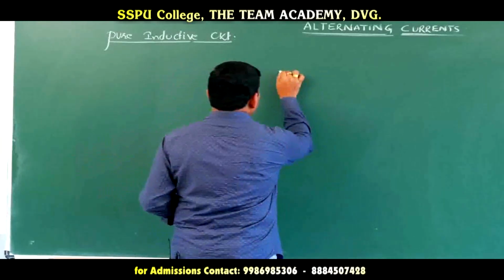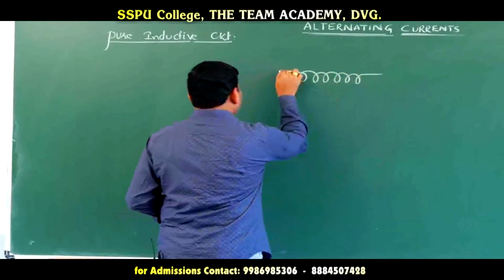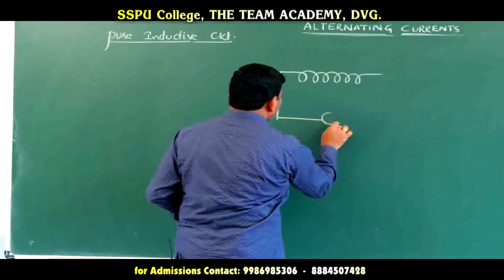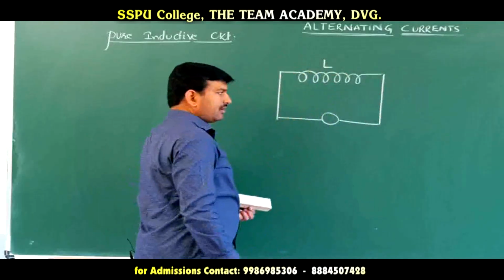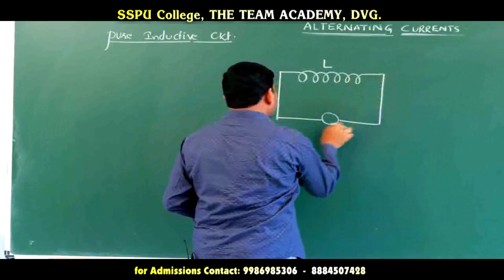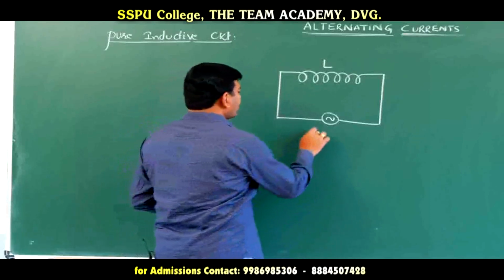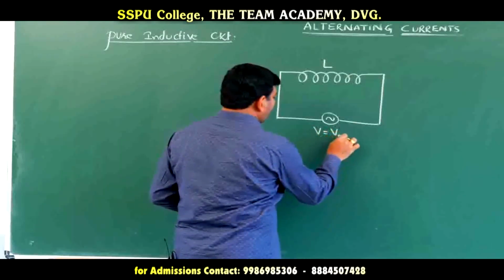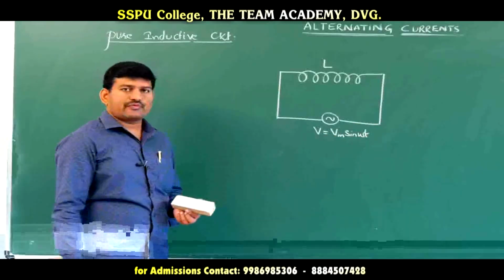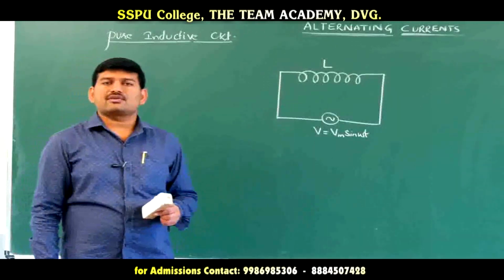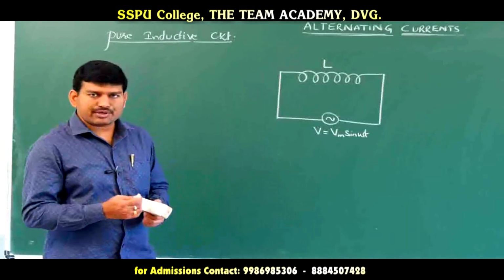So what we are choosing here, we are choosing an inductor. An inductor is symbolically represented like this, and it is connected across an input AC source. The pure inductor of inductance L is connected across an input AC source. The AC source is symbolically represented like this, whose voltage is given by V is equal to Vm sine omega t. Now in this pure inductive circuit, we have to find how the current and voltage are related, or what is the phase relationship between voltage and current. That is what we are going to study here.